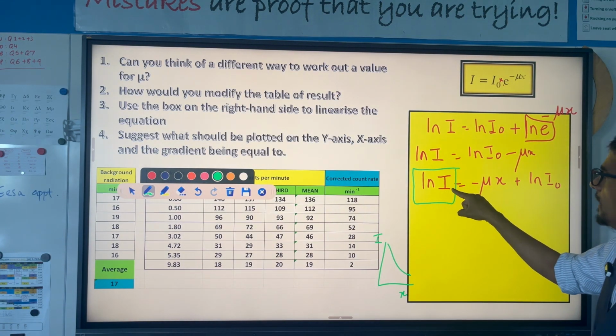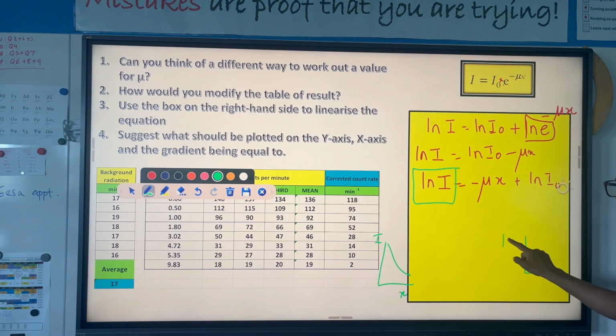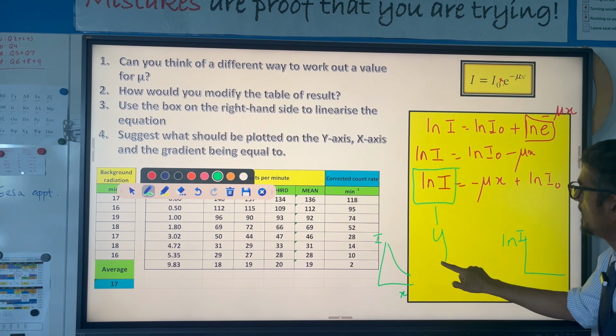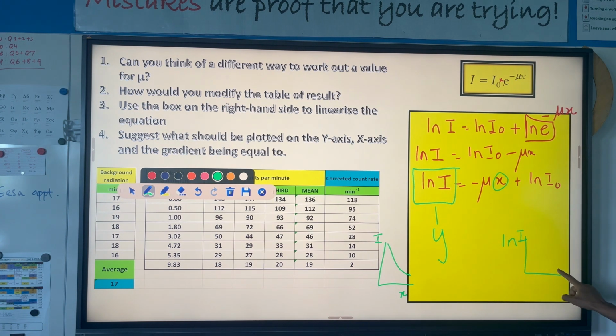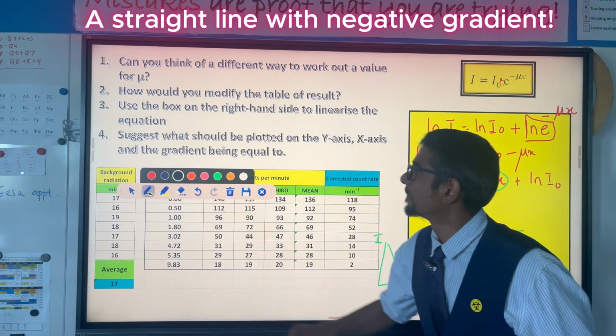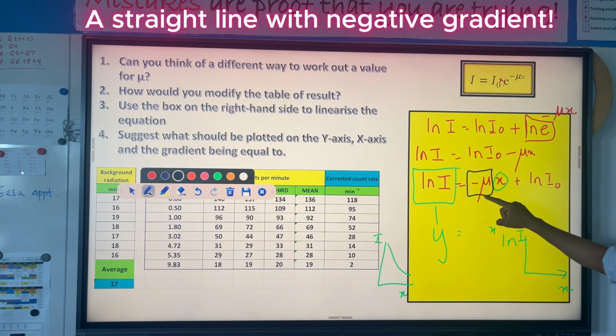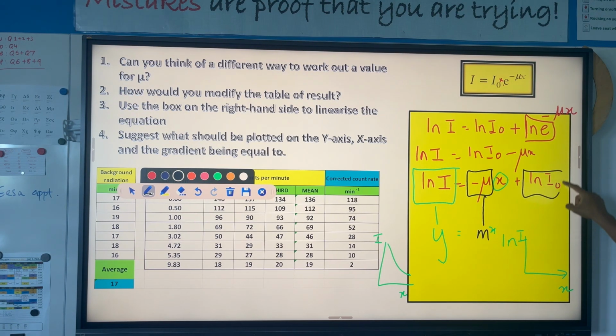If we plot ln I on the y-axis, and I plot x on the x-axis, guess what I have? This would then be my gradient, and this would be my y-intercept. So you do expect a graph to go like this. Why? Gradient is negative. The gradient will then be minus mu, and where it intercepts, that's ln I naught.